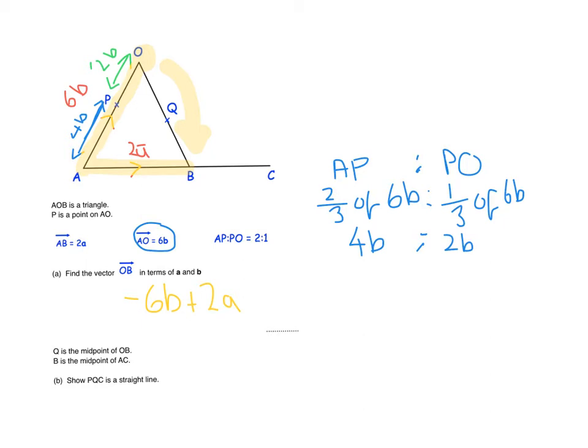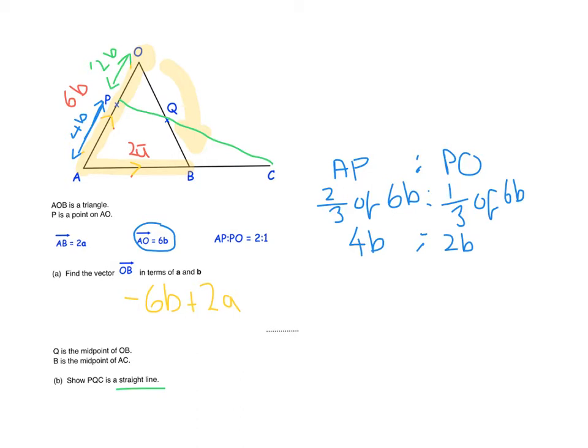Q is the midpoint of OB. B is the midpoint of AC. Show that PQC, if I highlight that on or draw it on, PQC, so P to Q to C, is a straight line. So what I need to do is figure out PC and QC and see if they're scalar multiples of each other.